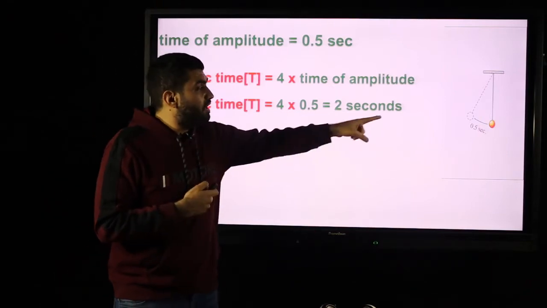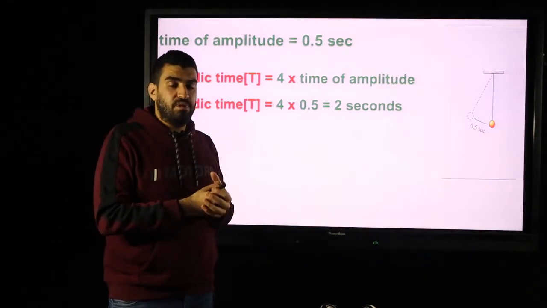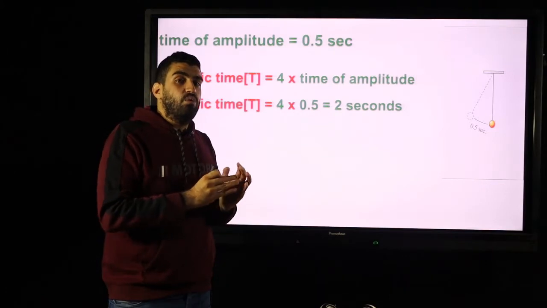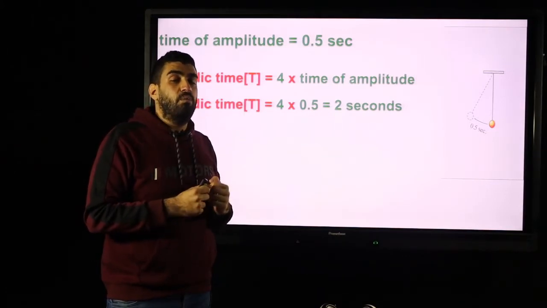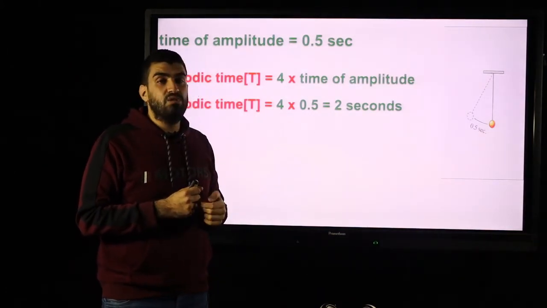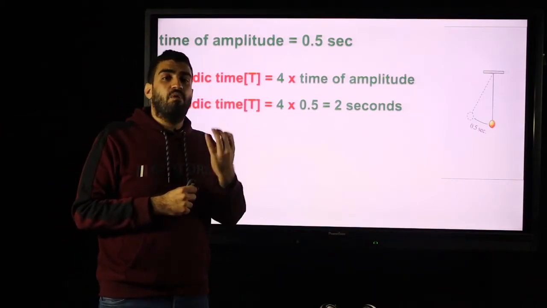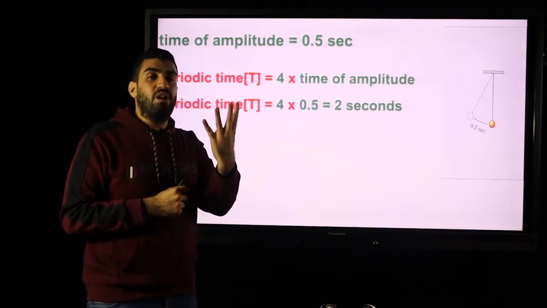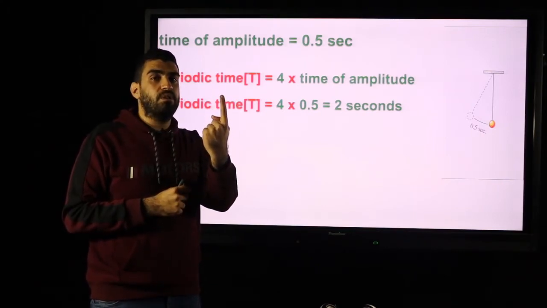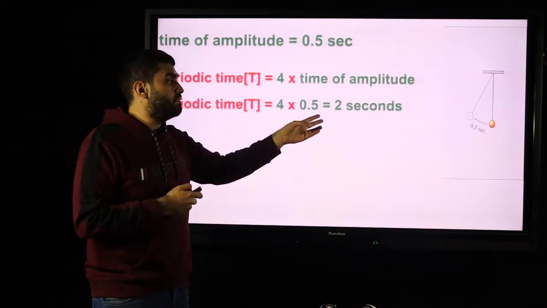Again, the time on this image is half second that we need to make 1 amplitude. How much time do we need to make 4 amplitudes? 2 seconds. And 4 amplitudes means 1 complete oscillation. So the periodic time is 2 seconds.